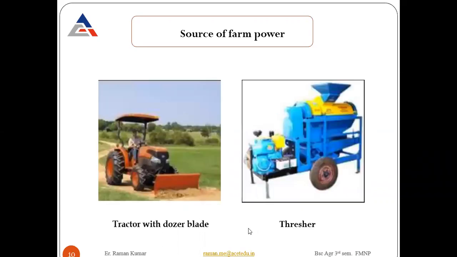Next, we have the tractor with the dozer blade. This is also coming under mechanical power. Thresher is also coming under this mechanical work. The work which is done with the help of a machine is called mechanical work. All such works are done here with the help of this thresher, so this is also under mechanical work. The tractor with the dozer blade is also done with the help of a tractor, that's why this also comes under mechanical work.